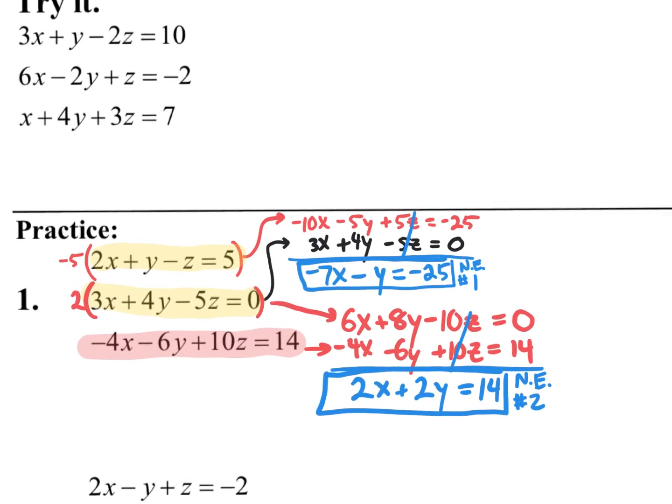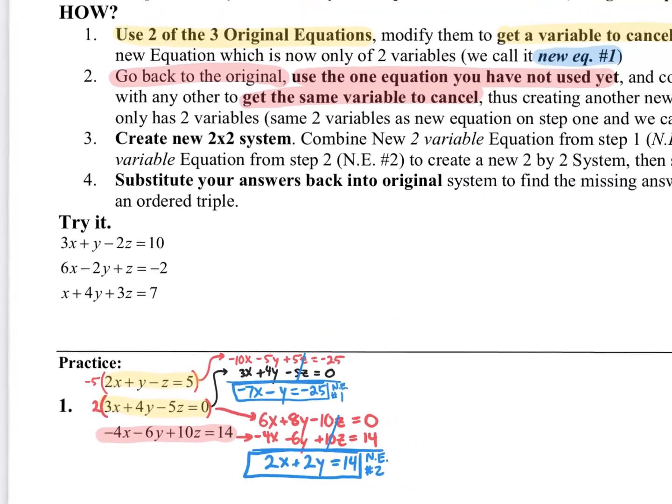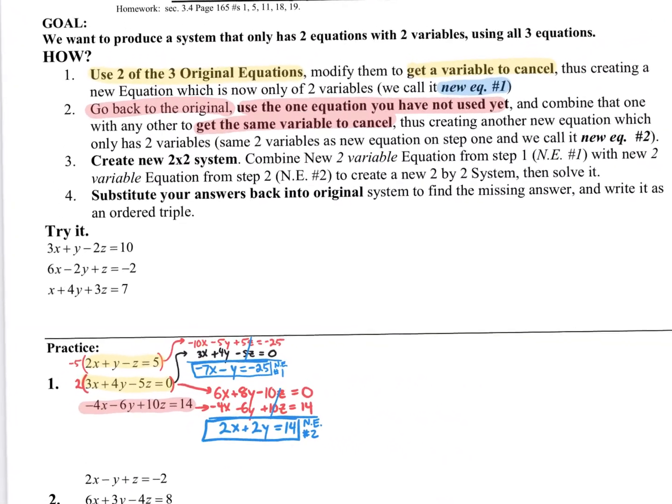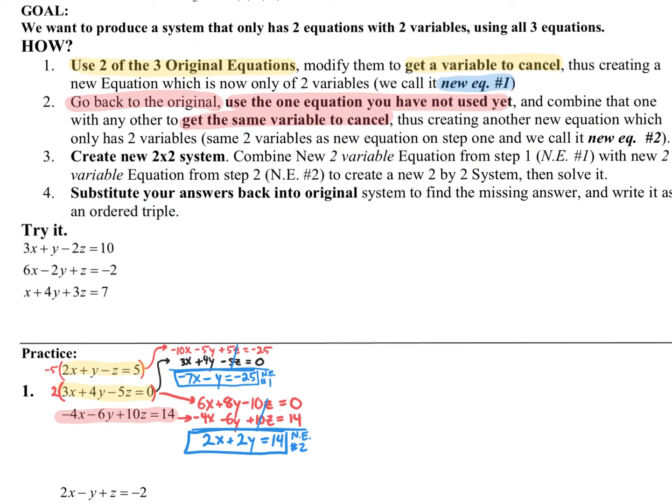So once again, let me just zoom out and reread that step and re-explain it to make sure that everybody's with me. It says go back to the original. We went back to the original. Use the one you have not used. That's this red one. We haven't used it yet. But how are we going to use it? We need to get the same variable to cancel.